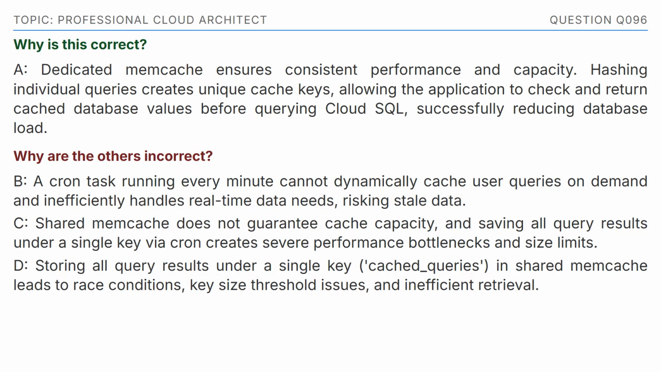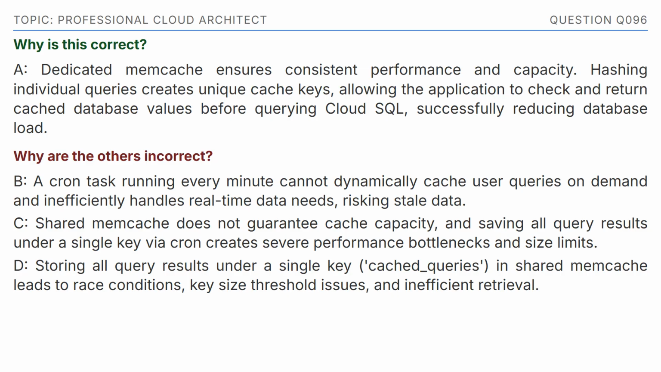A. Dedicated Memcached ensures consistent performance and capacity. Hashing individual queries creates unique cache keys, allowing the application to check and return cached database values before querying Cloud SQL, successfully reducing database load. Why are the others incorrect?